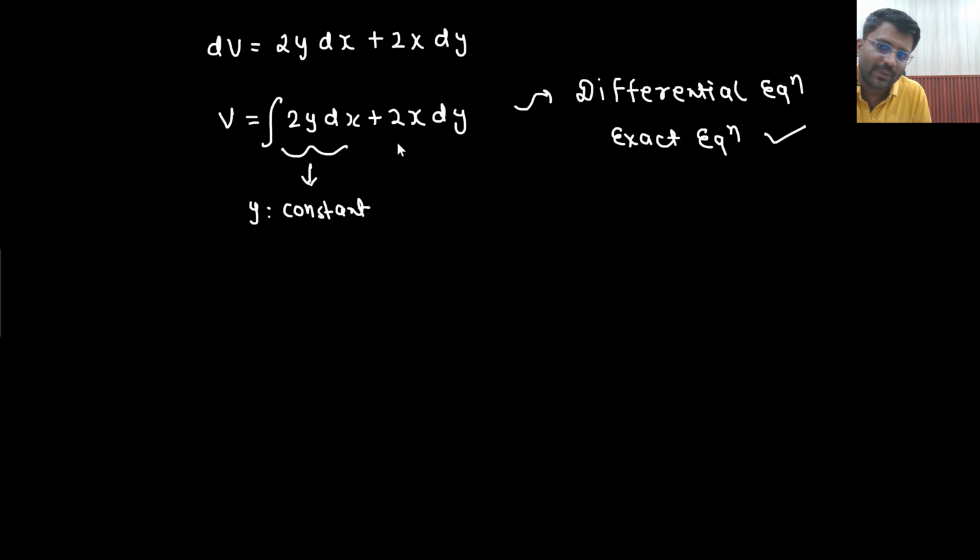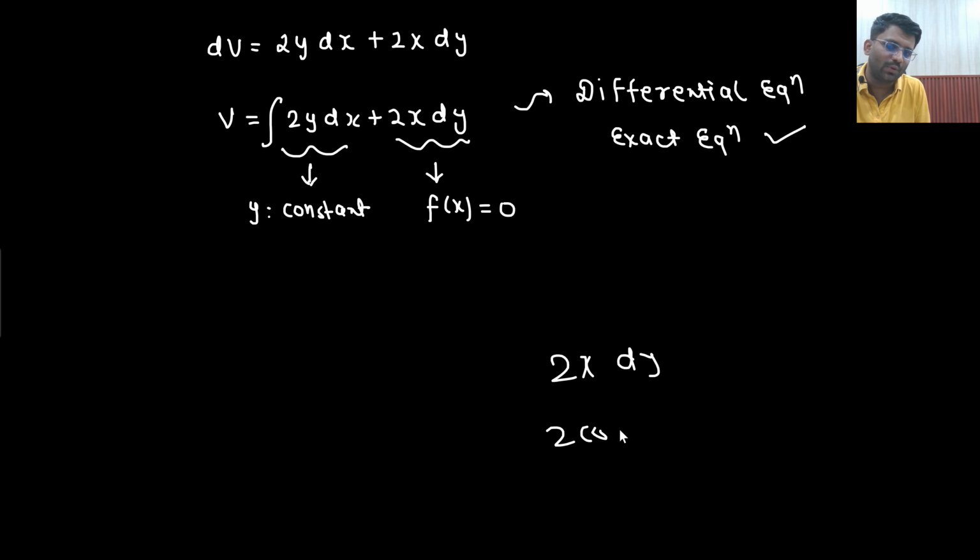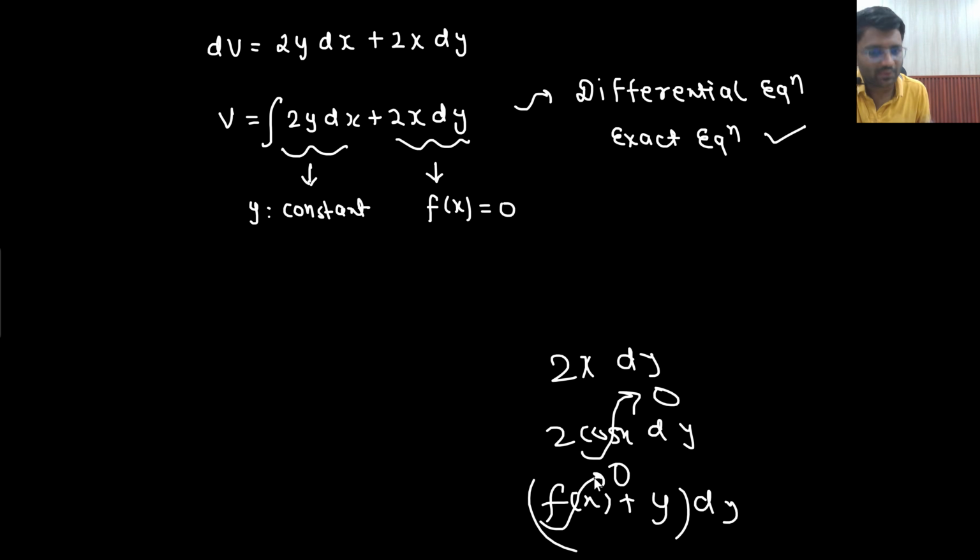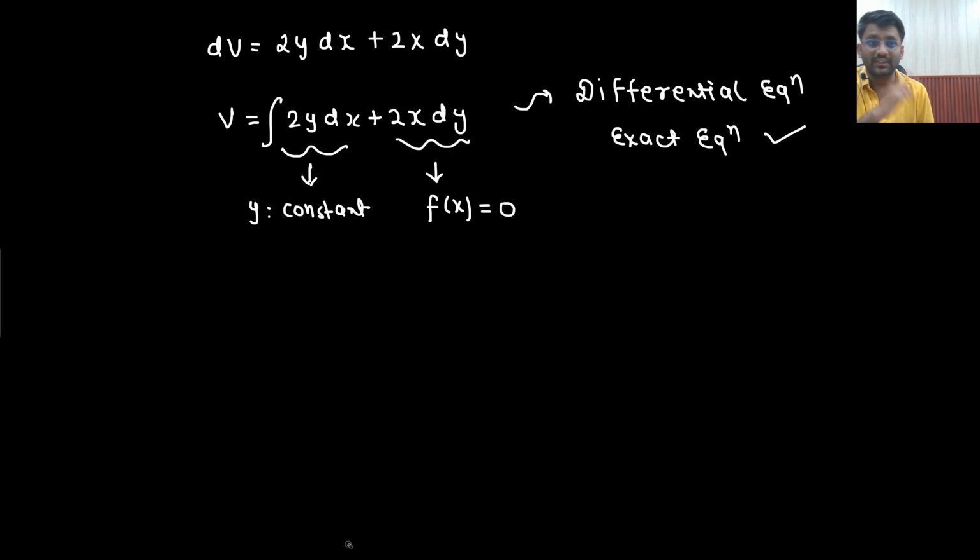And when you are integrating with respect to y, all the functions of x will go to 0. All the terms related to x will go to 0. Let's just say in place of 2x dy, if it was 2 cos x dy, then in place of x you will not put 0. Whatever the function of x is, that will go to 0. If it was f(x) plus y dy, whatever the function of x is, that will go to 0. That means you are nullifying the effect of x. You are not putting x equals to 0. You are nullifying the effect of x. So this will go to 0.